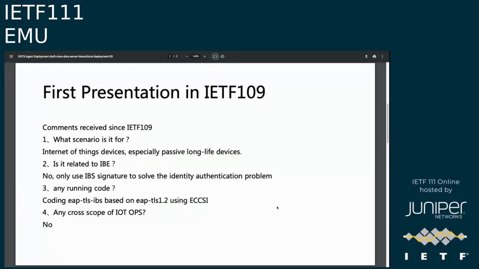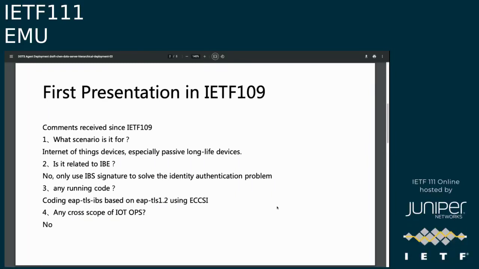We already gave a presentation at the IETF 109. Also, some comments were received. We can review it together. The first question is what scenario it is for. The scenario is for Internet of Things devices, especially for passive long life devices. And other scenarios are also suitable. Is it related to IBE? We just use the IBS signature to solve the identity's authentication problem, not use identity-based encryption here.